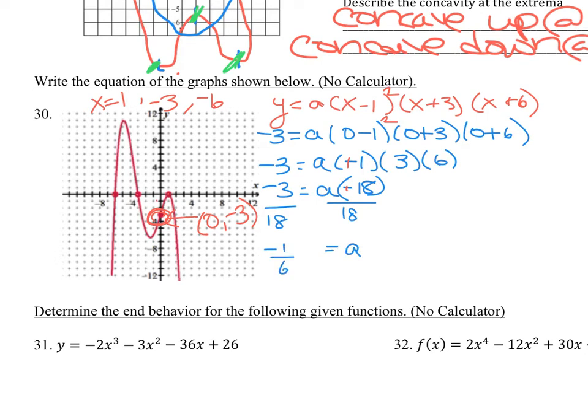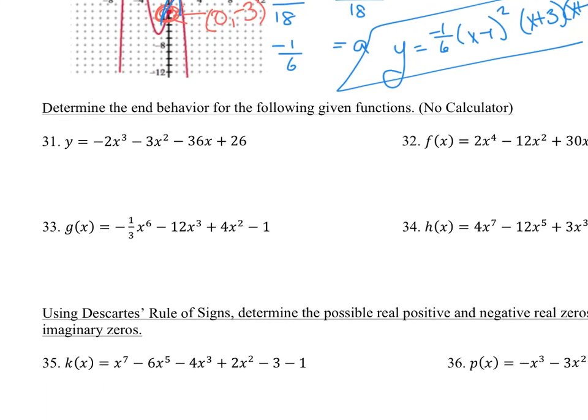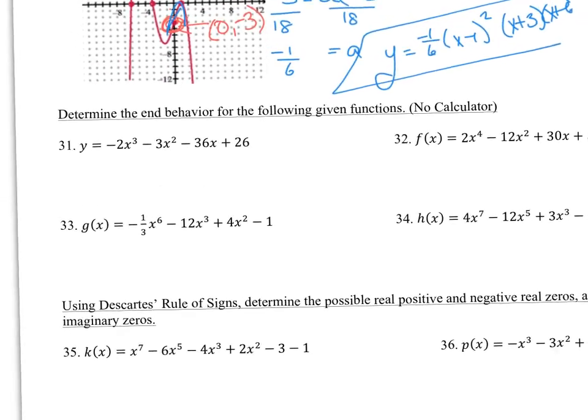So now I write this expression: y equals negative 1 over 6, x minus 1 squared, x plus 3, and x plus 6. I had to put this squared up here because I knew it bounced back, which meant it had an even multiplicity.